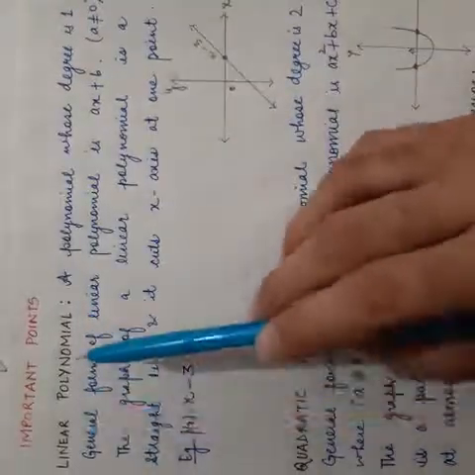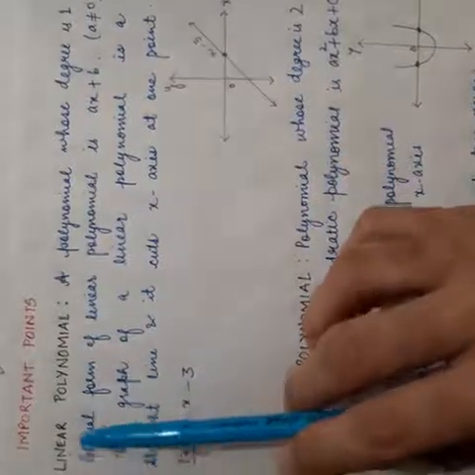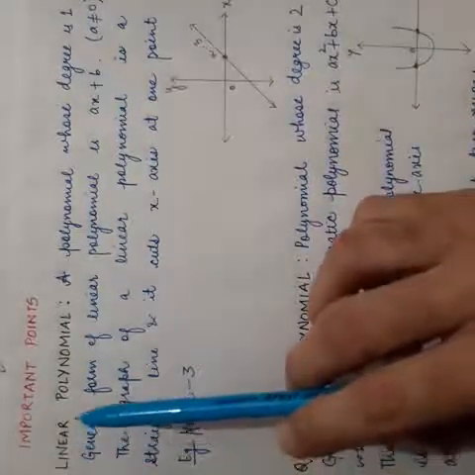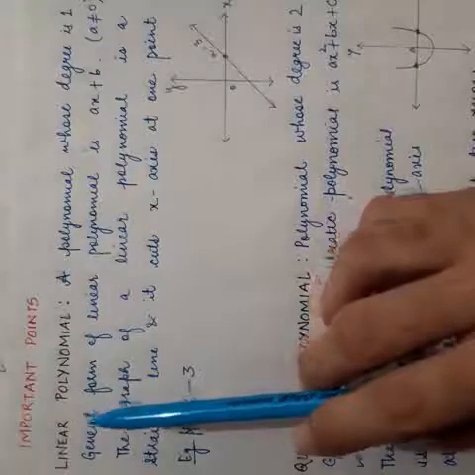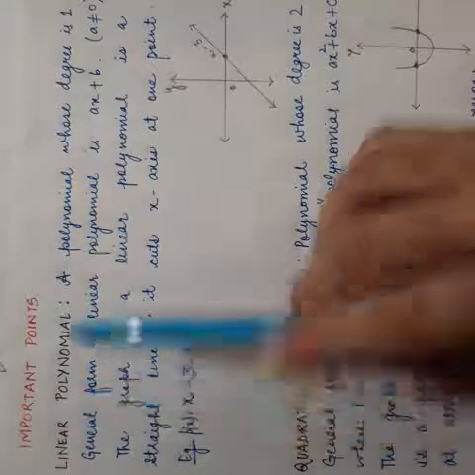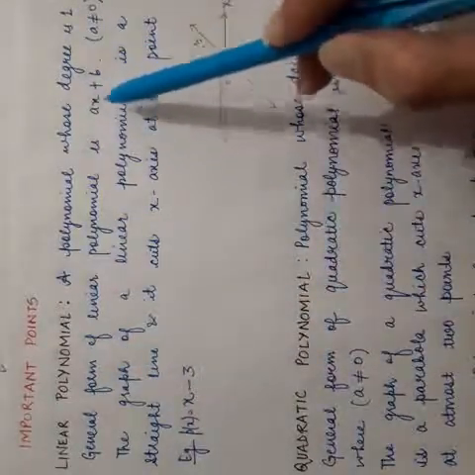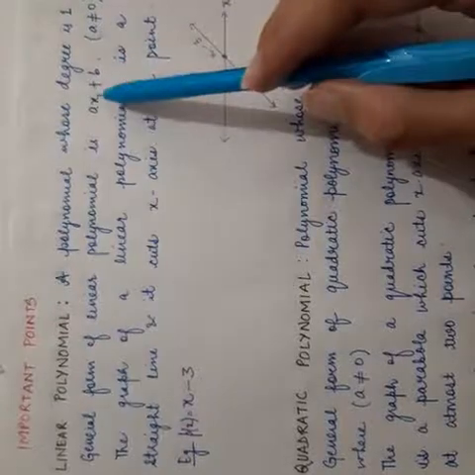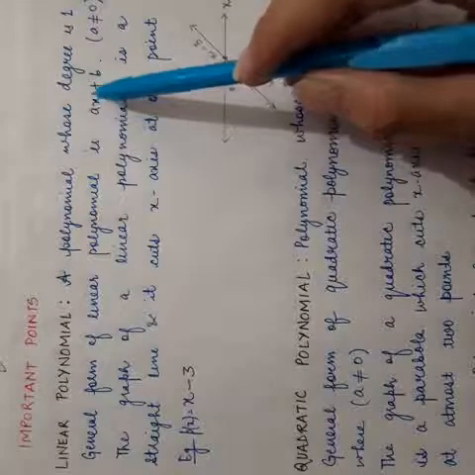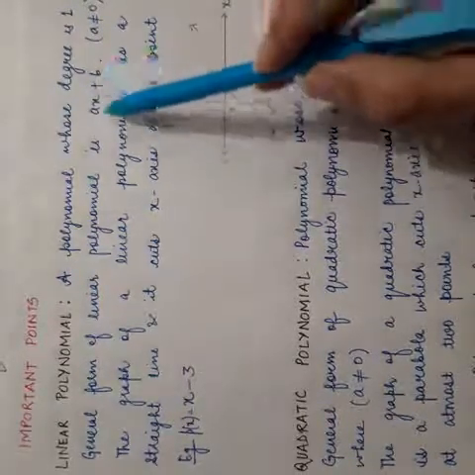The first is the linear polynomial. You better know that the word linear says the degree should be 1. The highest power of the variable should be 1. So it is a polynomial whose degree is 1, and in general form this polynomial can be written as ax plus b. Here we have used the variable x with power 1. a and b are constants.